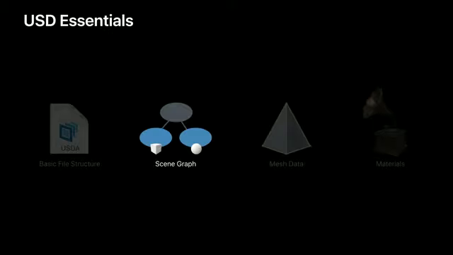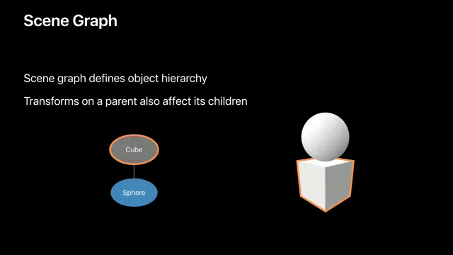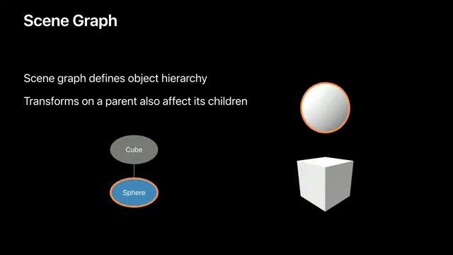Now that we have seen the basic file structure, let's take a look at how it is used to store scene data. A scene graph defines the object hierarchy. Transforms on a parent also affect its children. In this case, we have a cube and a sphere parented to the cube. If you move the cube, the sphere comes along. If you move the sphere, the cube stays put.